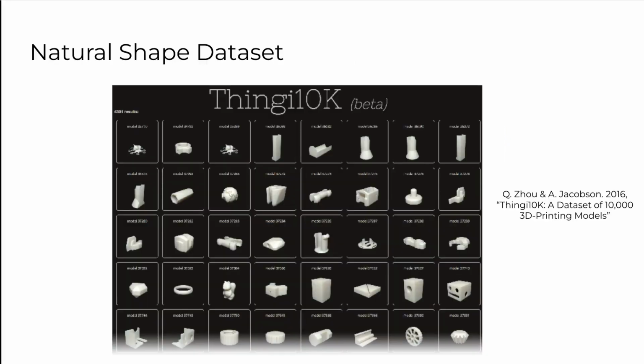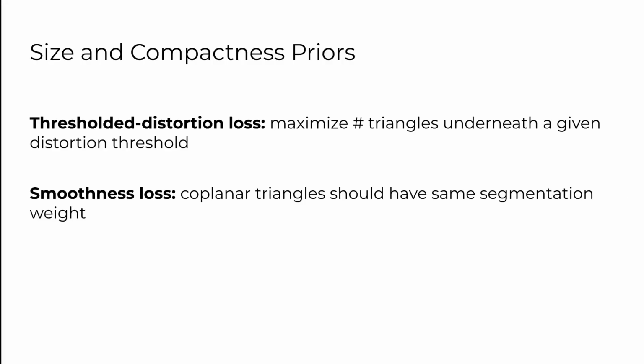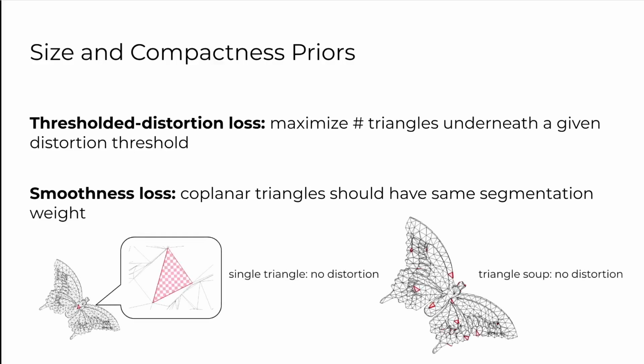WLSCM requires nothing more than the input mesh and segmentation probabilities to compute, which allows us to train the DeWand system on a large collection of unlabeled natural shapes sourced from Thingi10K. In order to balance the contrasting objectives of segmentation size and parameterization distortion, we rely on carefully crafted priors. Without these priors, degenerate solutions may emerge, such as segmenting a single triangle or triangle soup, which both induce trivially distortionless parameterizations.